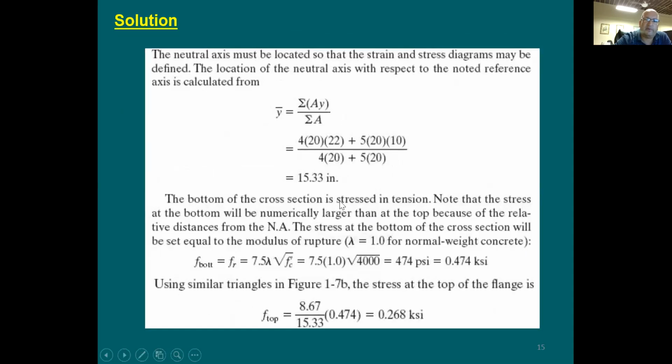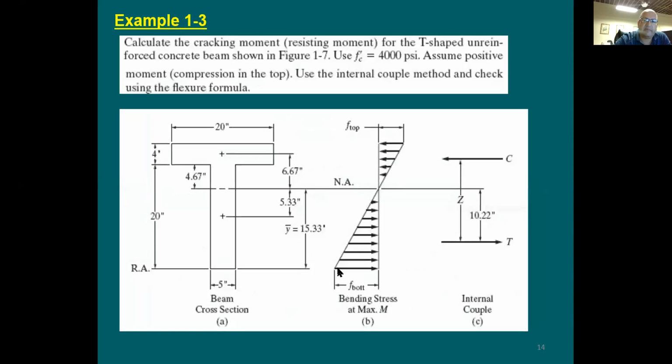And what is the cracking point? They give me here the concrete strength to be 4,000 psi. Normal weight concrete. Look at this. Lambda equals 1 for normal weight concrete. Take this normal weight concrete, 1 times 7.5 square root of 4,000 psi. With that, the stress for cracking is going to be equal to 474 at the bottom. Meaning, this is going to be the limit. When the stress here at the bottom reaches 474, this beam is going to crack. Okay?